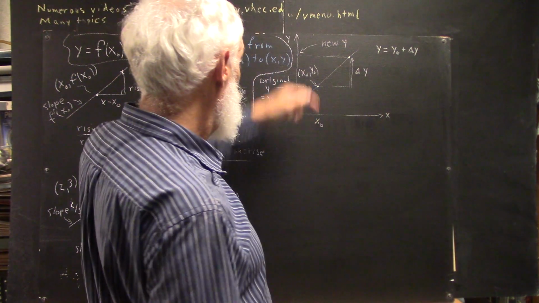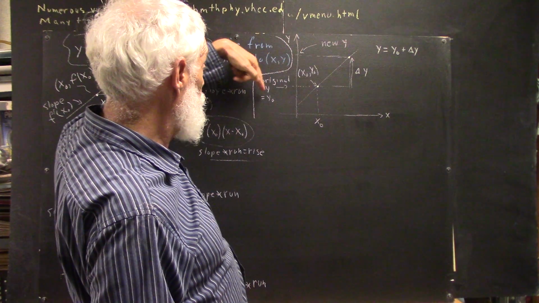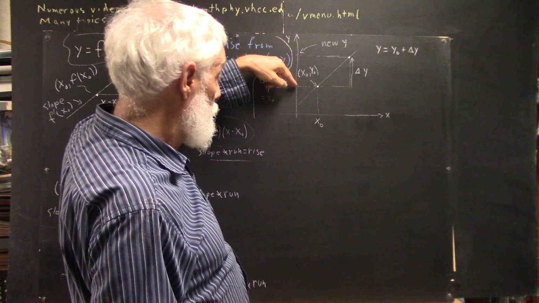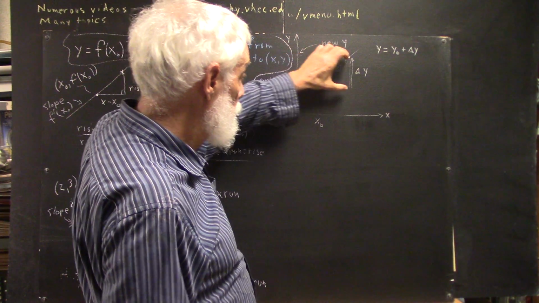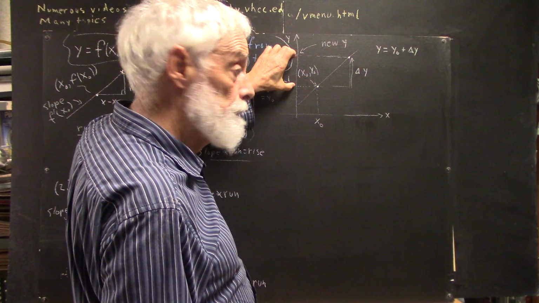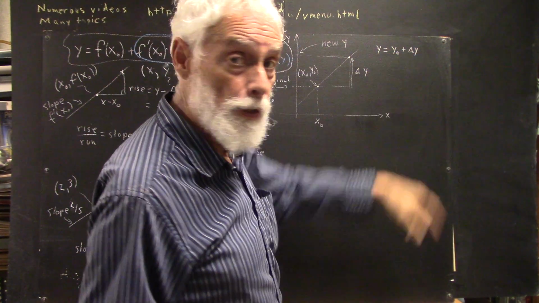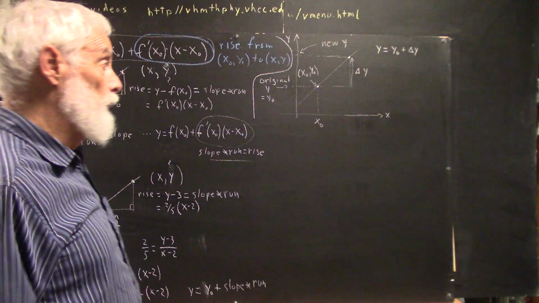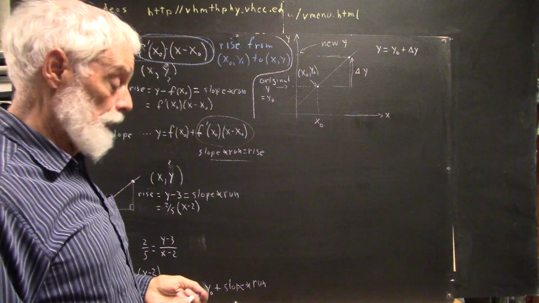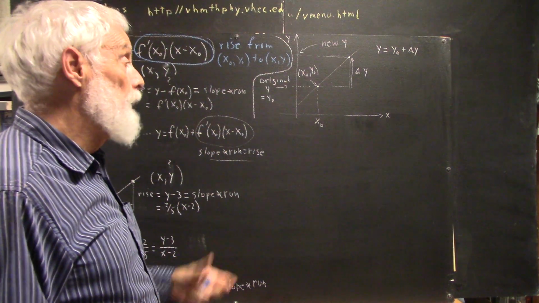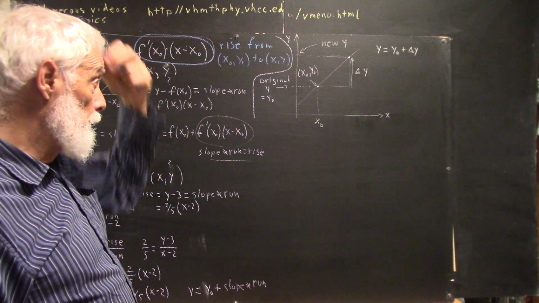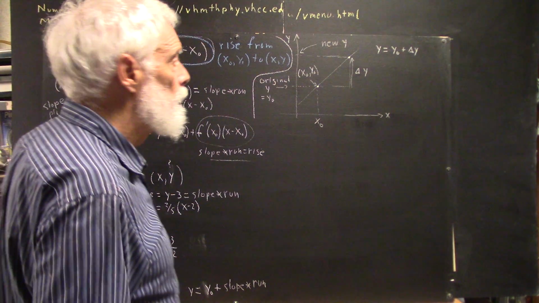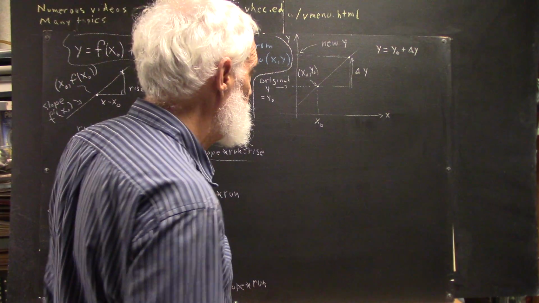And we can then see that the new y is equal to the old y, the y naught, which is this, added to the delta y. And we can write y equals y naught plus delta y. Now, that should be fairly obvious, I hope. And if it is, then we can go one step further and say, well, okay, what's delta y?